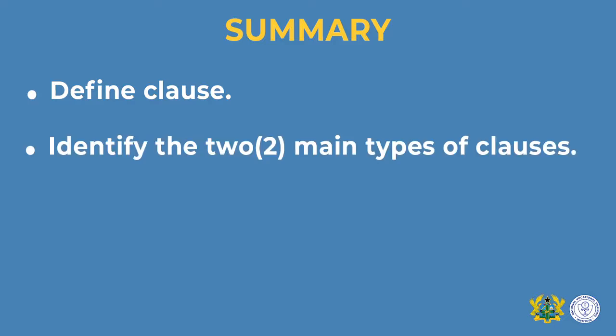We have been discussing clauses. We said a clause is a group of words with a subject and a verb. We identified two main types of clauses: an independent clause, which is also known as a main clause, and a subordinate clause, which is also known as a dependent clause. Going forward, we were able to tell that a subordinate clause cannot stand on its own unless it is used with an independent clause for it to make sense.